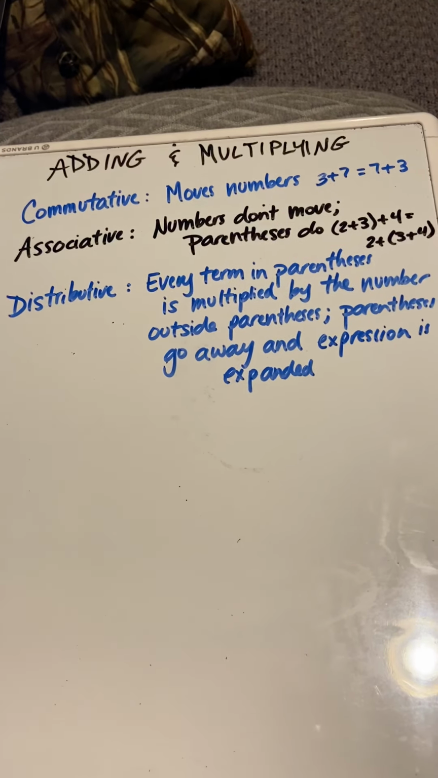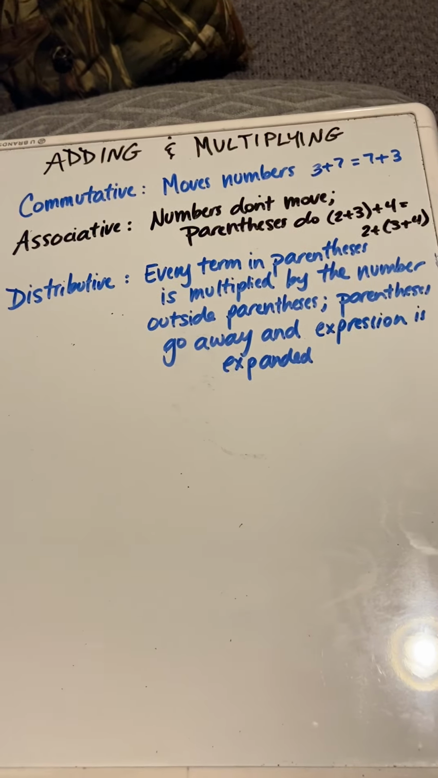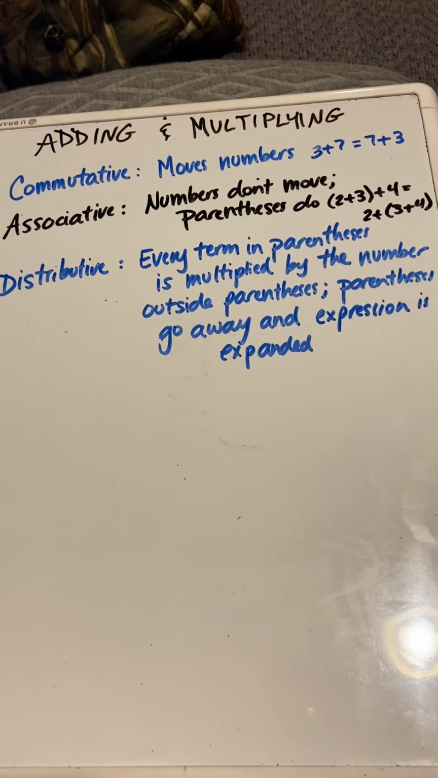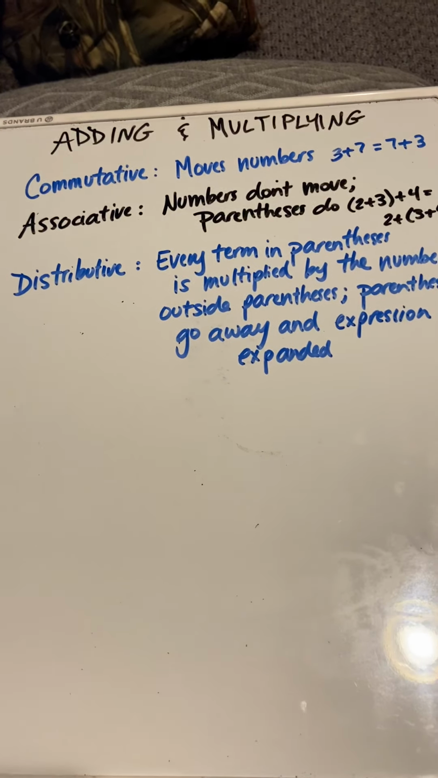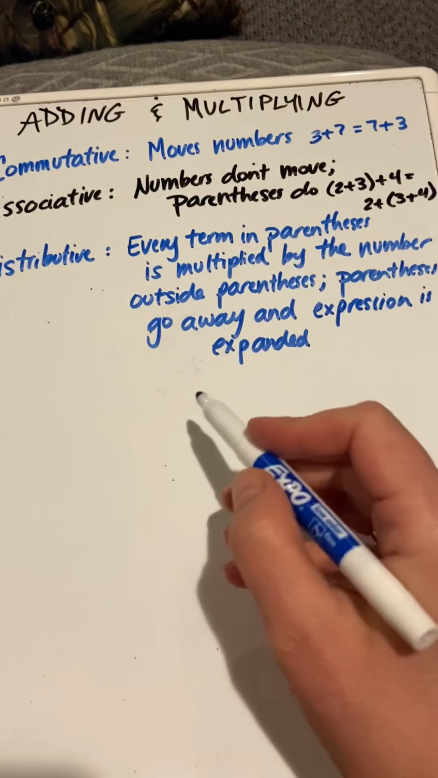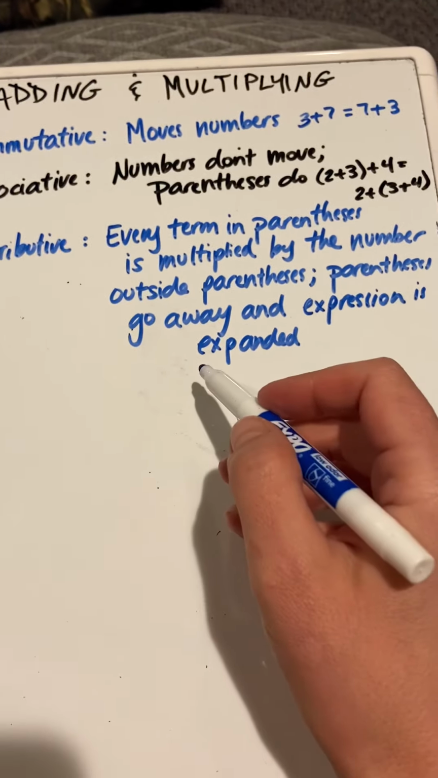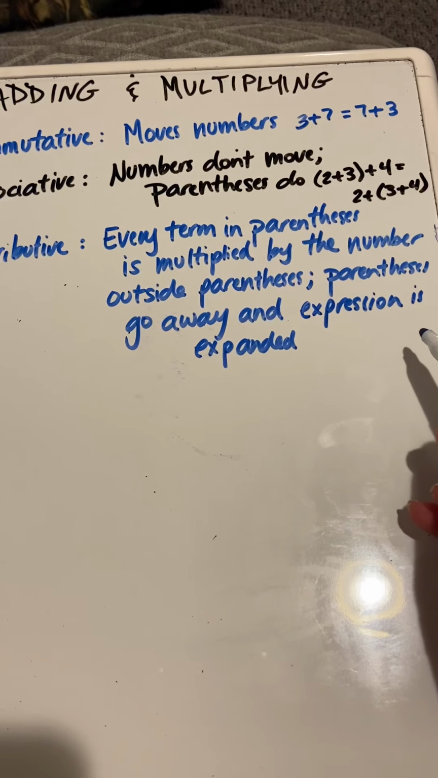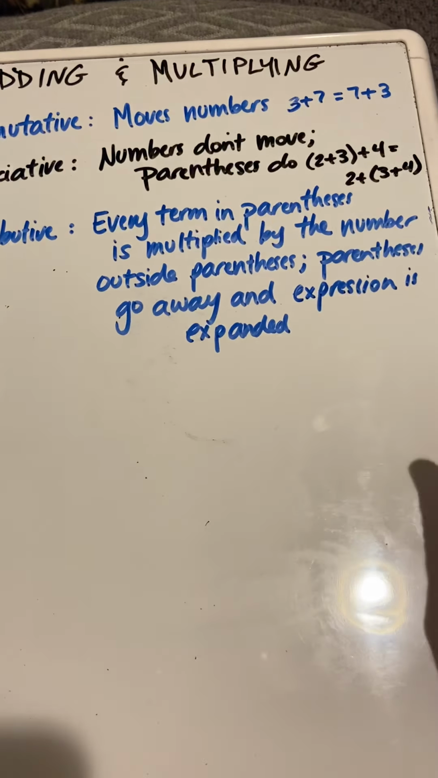The last one is the distributive property, which comes in a lot, and it will come in a lot later too with our factoring assignments and things like that. But the distributive property is a way to write an equivalent expression where every term inside a parentheses is multiplied by the term outside the parentheses. And what this does is it makes the parentheses go away.